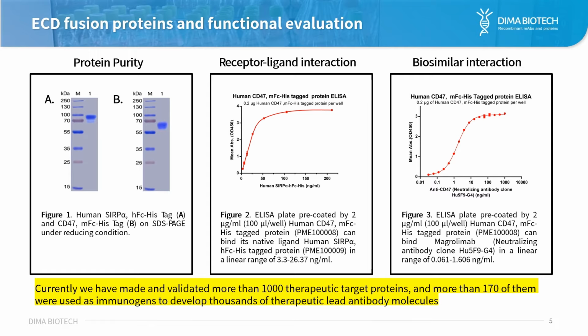First, let's take a look at the ECD proteins for the single transmembrane target. We produce our ECD proteins in the mammalian expression secretion system to ensure their native structures and activities. In addition to the SDS page for the protein purity, we also do receptor ligand binding assay if the protein has a receptor ligand counterpart.